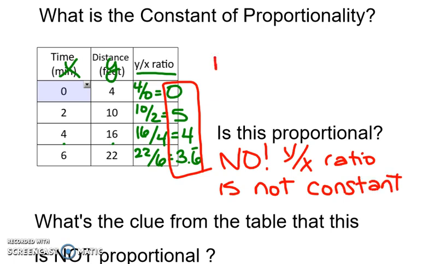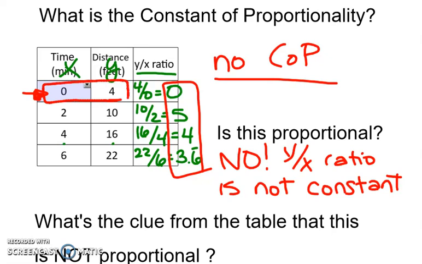We know that there is no constant of proportionality in that case, because our ratios are not the same. This last question asks, what's the clue from the table that tells us this is not proportional? Well, because it's given us a 0 in our table, we can see that the other value is a 4. If it was proportional, it would have been 0, 0. So if we use our table, we can look right here. This is not going to be proportional because we don't go through the origin.